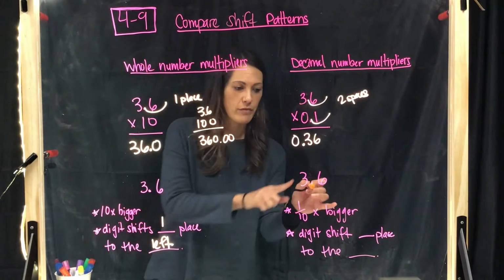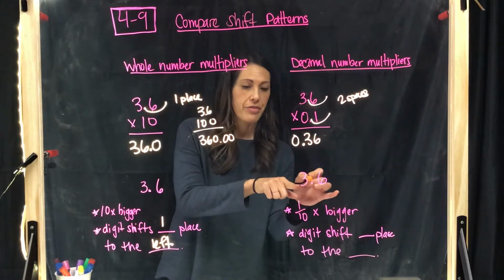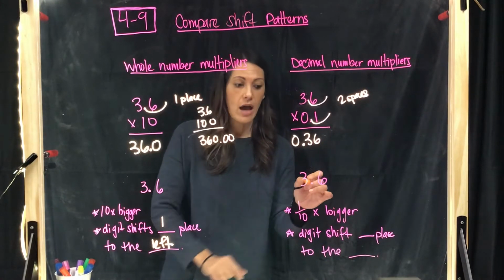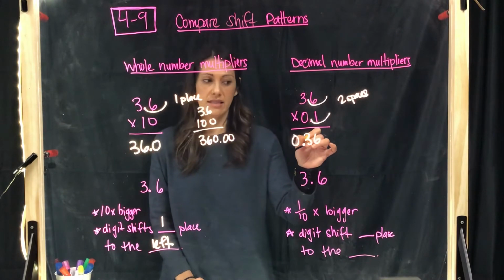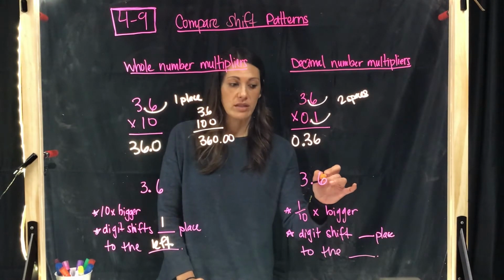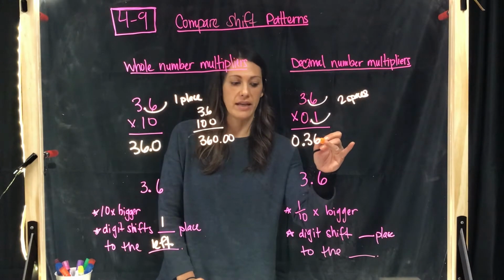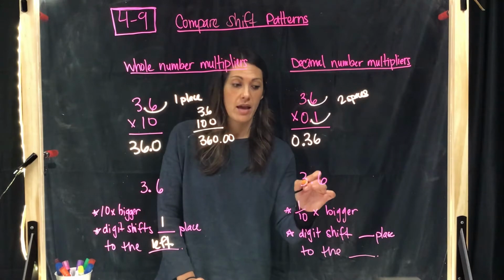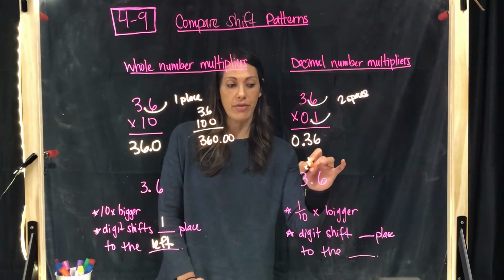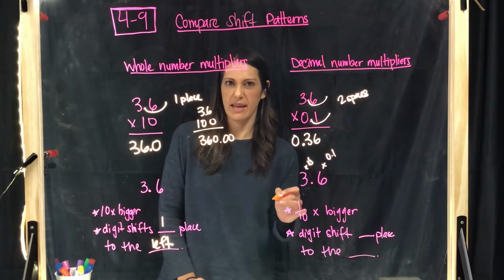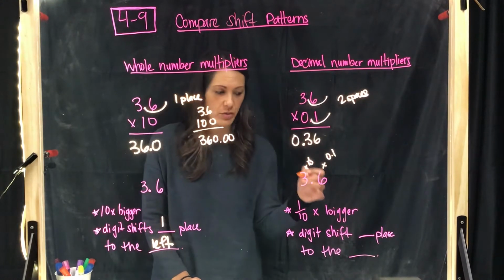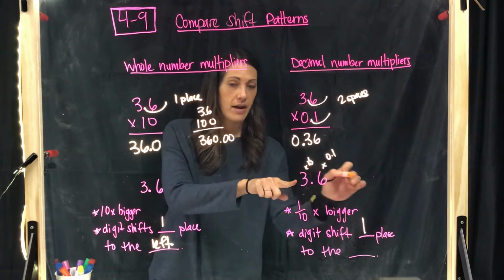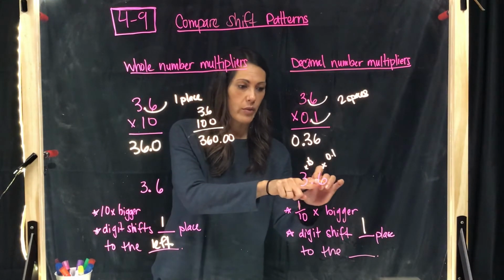Now I'm looking at my original number. I had 3 and 6 tenths, and now I have 36 hundredths. So my 3 that used to be in the ones is now in the tenths place. My 6 that used to be in the tenths is now in the hundredths place. So it became 1/10 times as big as it used to be. I multiplied each number by a tenth. Those are the same number, right? And they became 1/10 as great. So the digits shifted one place, and this time they went to the right. My 3 went here.